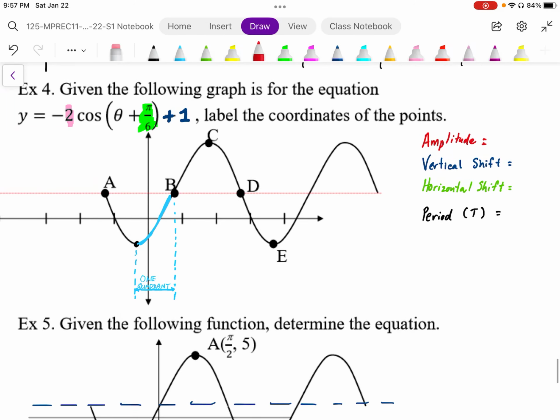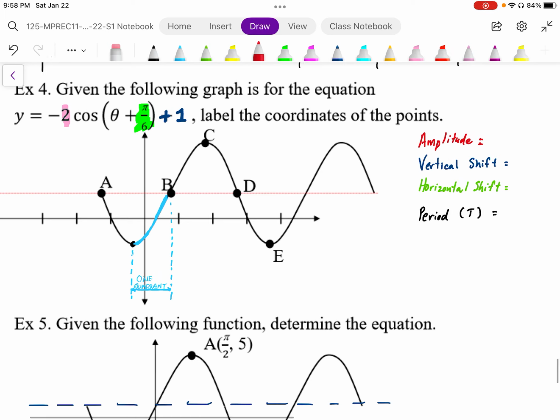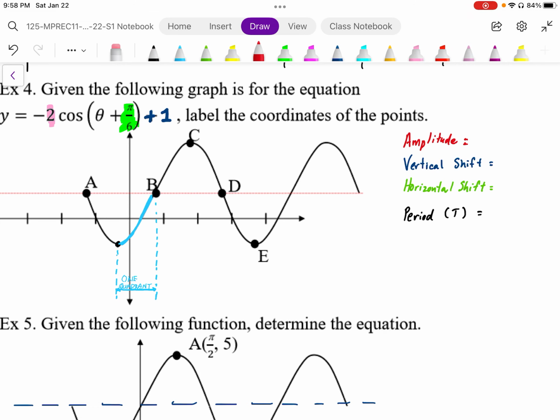So in example 4, we've been given the function -2 cosine(theta + pi/6) + 1, and we need to label the coordinates of the points, the vertices here, and the middle points. So first thing we want to do is, looking at the function, identify the amplitude, the vertical shift, the horizontal shift, and the period.